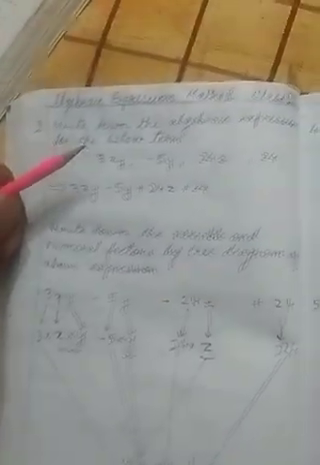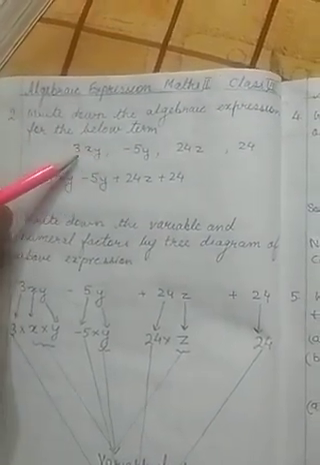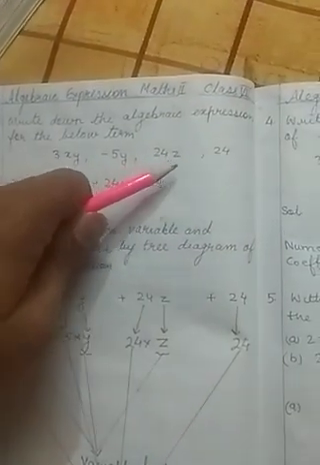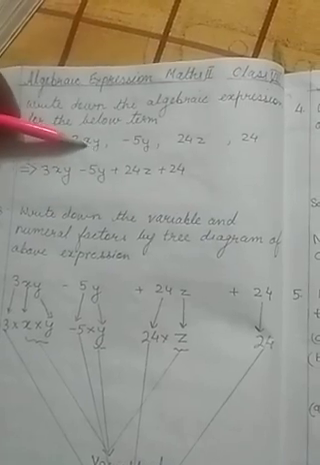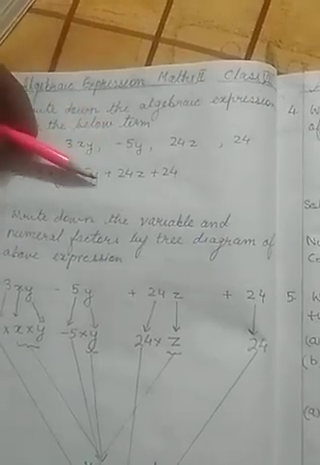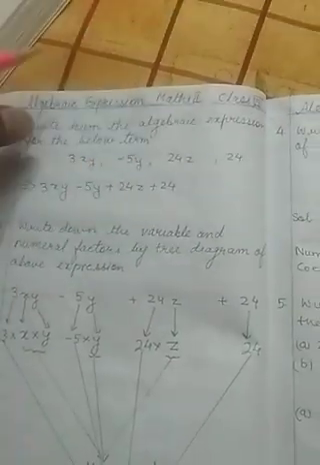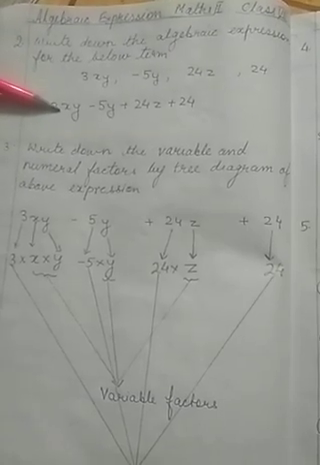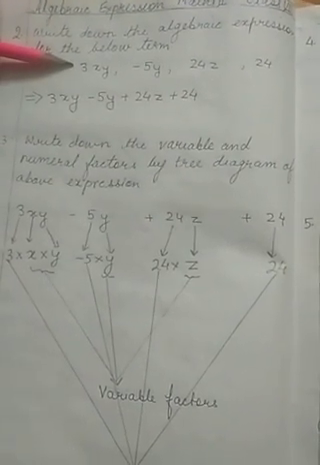Now write down the algebraic expression for the below term. See, 3xy minus 5y, 24z and 24. So we can represent like this: 3xy minus 5y plus 24z plus 24. And if you have to write this algebraic expression in terms, you can separate it this way.